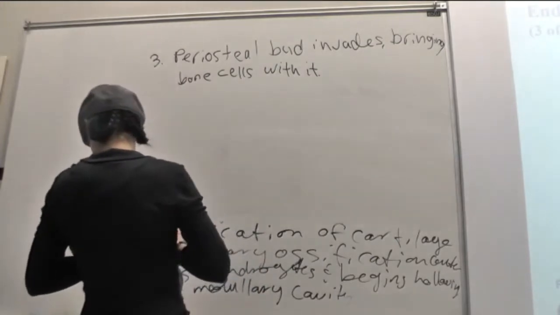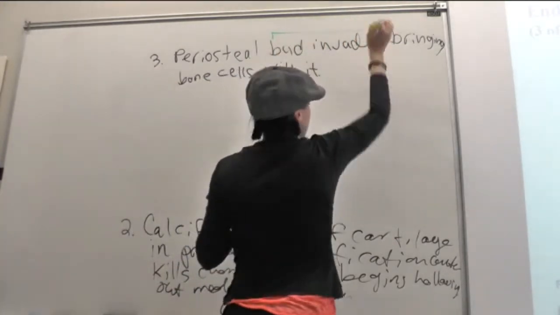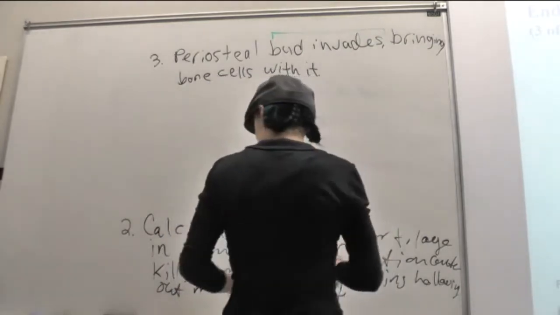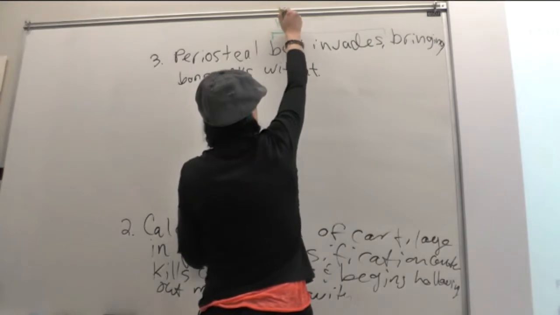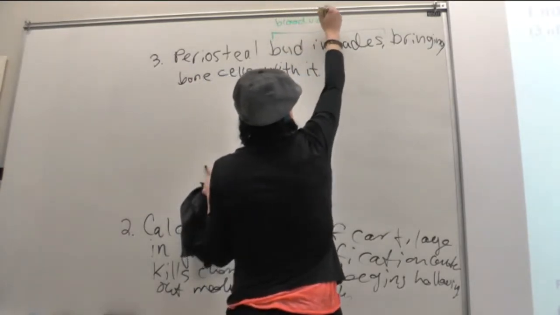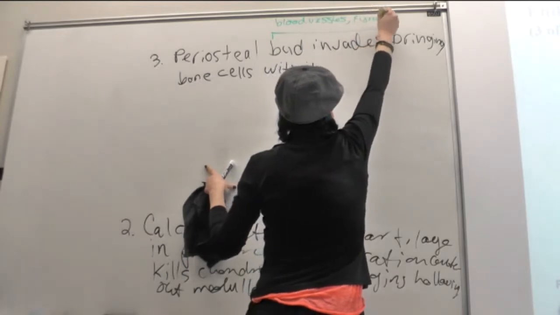And if we want to know what a periosteal bud is, it's just this group of organs that are coming in to serve the bone. It contains the blood vessels, lymphatics, and nerves that serve the bone.